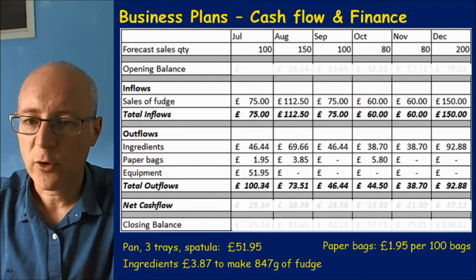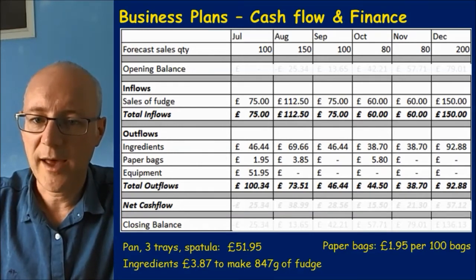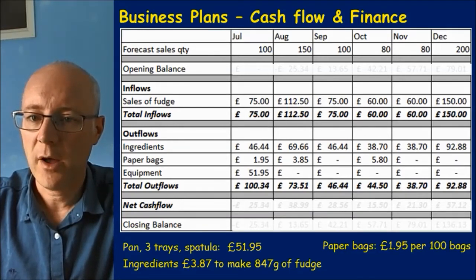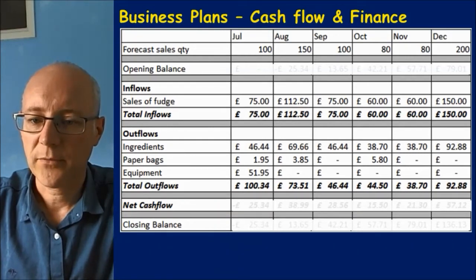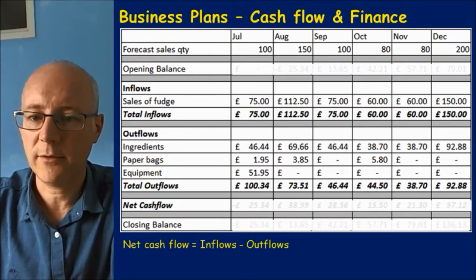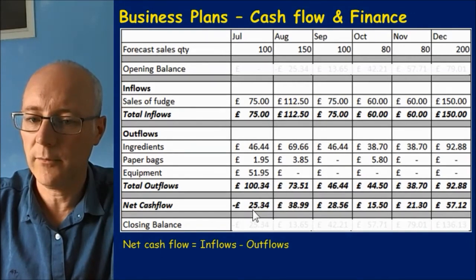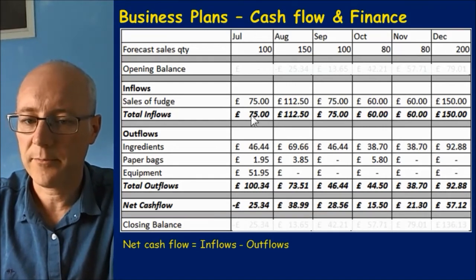Okay, so we've got our inflows and we've got our outflows. The final part of the task is to then work out net cash flow and therefore opening and closing balance. So net cash flow, if you remember, is the inflows take away the outflows. So in other words, for July, £75 take away £100 and 34 pence. So that's giving me minus £25.34. Okay, so I've got a negative net cash flow in July because I'm spending lots of money on equipment and I'm not selling loads of fudge in that first month.